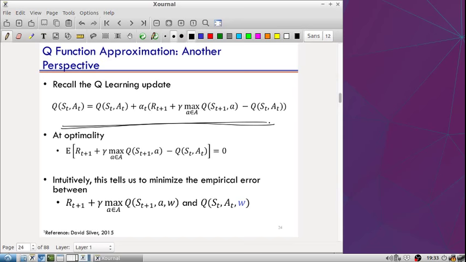updating W. Because we can't update Qs directly anymore. You can't apply this equation because the number of states is too many, all the images. For every image we can't maintain a Q value. So we have to only now play with the W's.